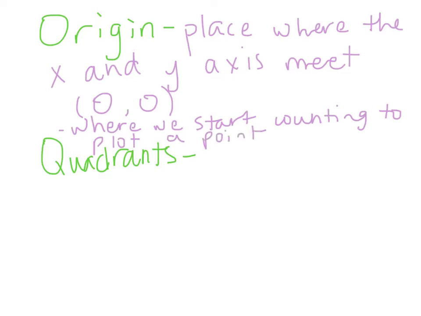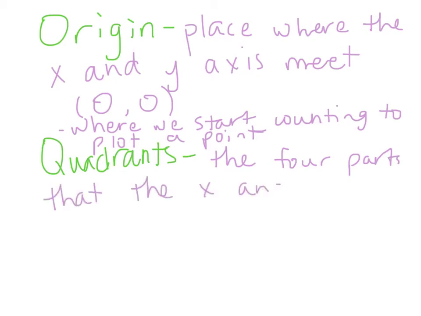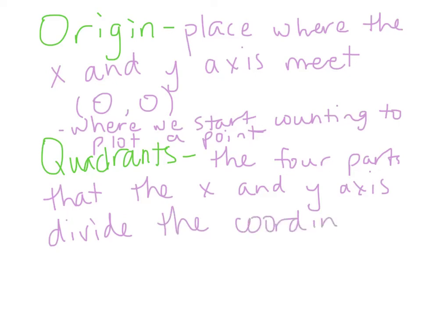Okay? And then our quadrants, if we remember from last year, are the 4 parts that the x and y axis divide the coordinate plane into. Okay, and we're going to put a little graph. You have a graph, and we're going to label it with the different parts.